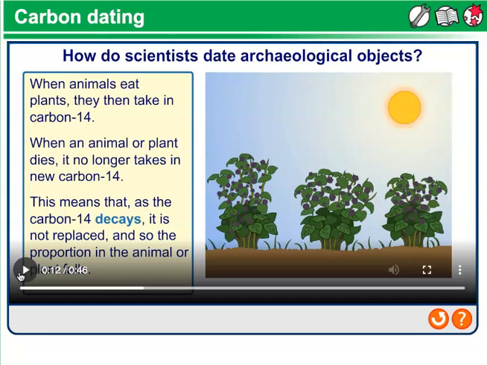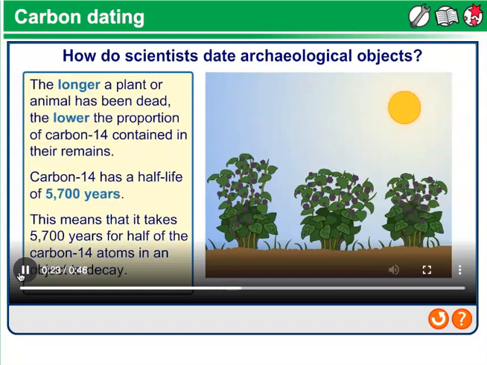When an animal or plant dies, it no longer takes in new carbon-14. This means that as the carbon-14 decays, it is not replaced, and so the proportion in the animal or the plant falls. The longer a plant or animal has been dead, the lower the proportion of carbon-14 contained in their remains.